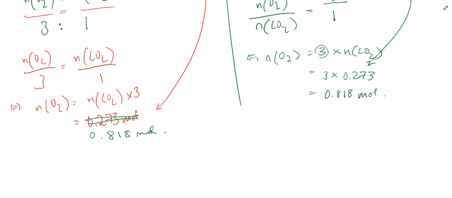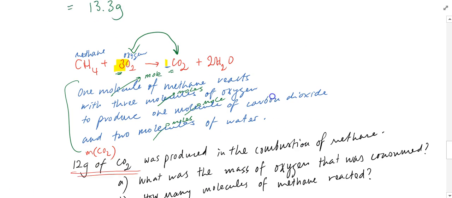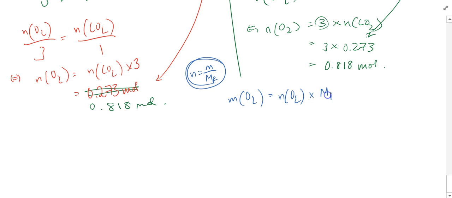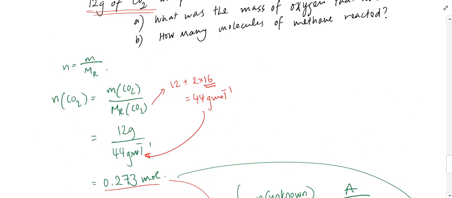All right. Now that we have the number of moles of oxygen, we can work out the mass of oxygen that was consumed. So we just convert these number of moles into mass. So now we want to find mass of oxygen, and by just rearranging this equation here, mass of oxygen is number of moles of oxygen multiplied by the molar mass of oxygen. Number of moles of oxygen is 0.818, we've established here. Molar mass of oxygen is, well, there's 2 oxygen atoms. Each oxygen atom is 16 grams per mole, so it's 32 in total. So that's 26.2 grams. That was the total mass of oxygen that was consumed.